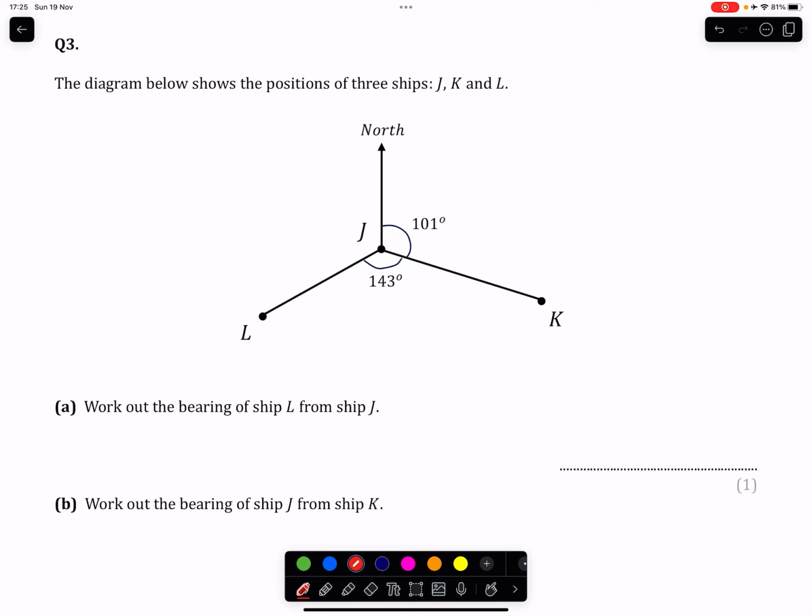Question 3. The diagram below shows the positions of 3 ships, J here in the middle, K here on the right, and L here on the left. Work out the bearing of ship L from ship J.